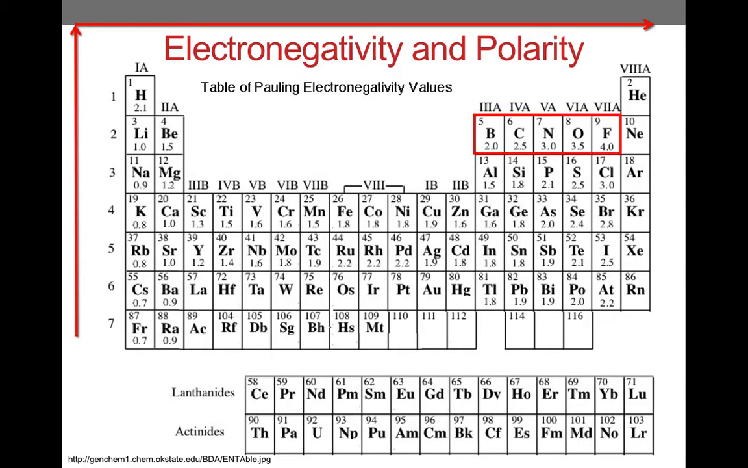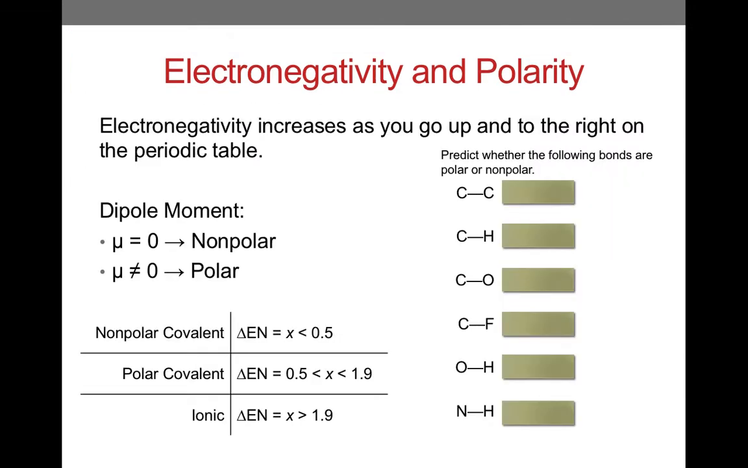Fluorine has an electronegativity of 4. Oxygen is 3.5, nitrogen is 3, and carbon is 2.5. As you can see, they decrease by 0.5 as you move to the left, so it's simple to remember. It is also helpful to know that hydrogen's electronegativity value is 2.1. Again, electronegativity increases as you go up and to the right.